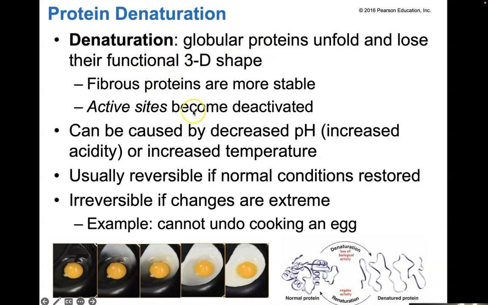So our different enzymes will have very specific pHs that they like to function at. And we have to maintain that because if we can't, then that protein can denature and it's no longer active as an enzyme, okay? So sometimes this is reversible if normal conditions are restored, but if the temperature change or the pH change is way too extreme, we can't undo it. It's just like cooking an egg, right? Once you cook an egg and you've really denatured those proteins in an extreme way, you can't go backwards, okay?